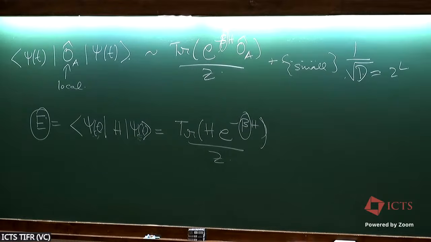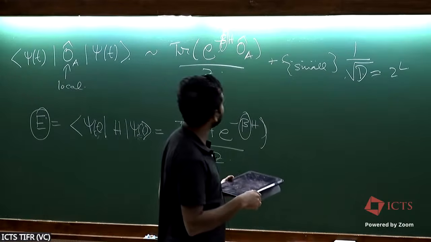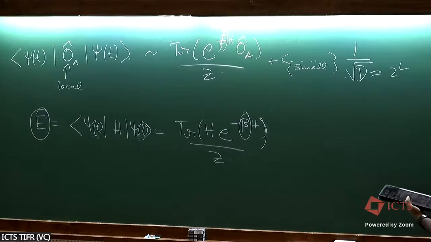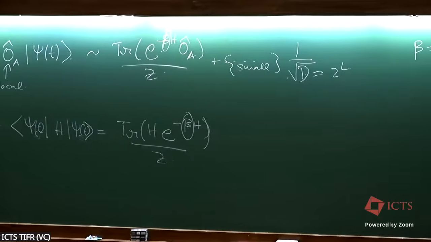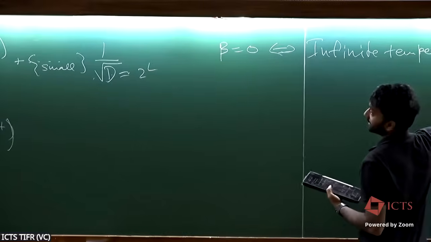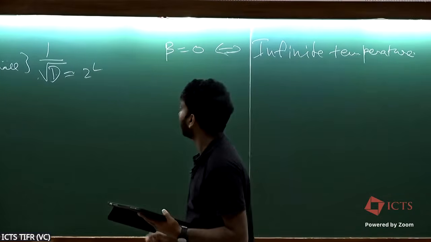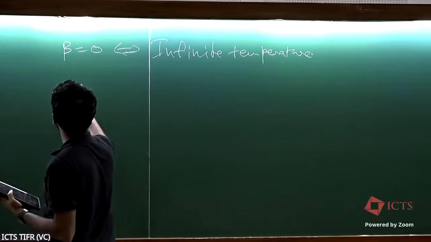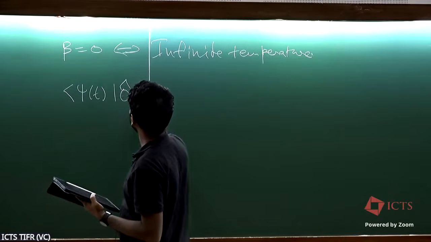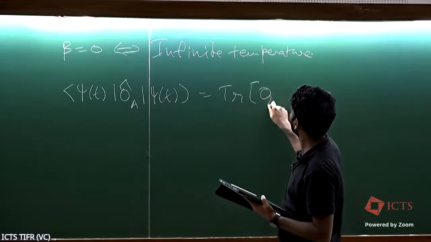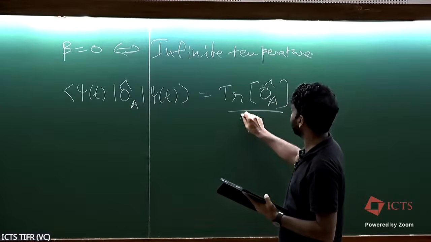Okay, but in this talk, I will not be dealing with this temperature, and we will actually just be setting beta equal to 0, which is also called infinite temperature, where things are much easier to think about. What infinite temperature means is that this equation simplifies a bit. So this expectation value is just the trace of the operator O A over the Hilbert space dimension.